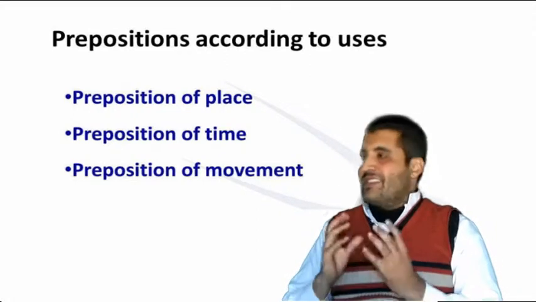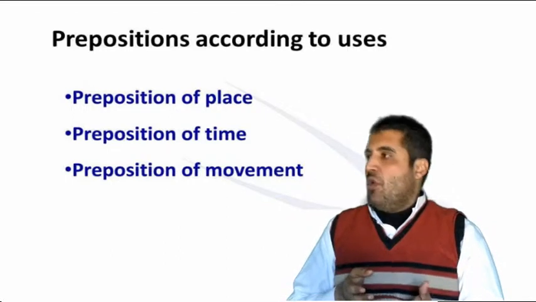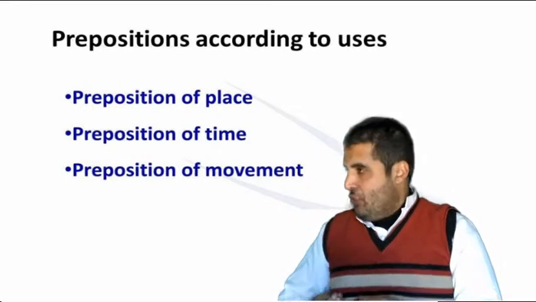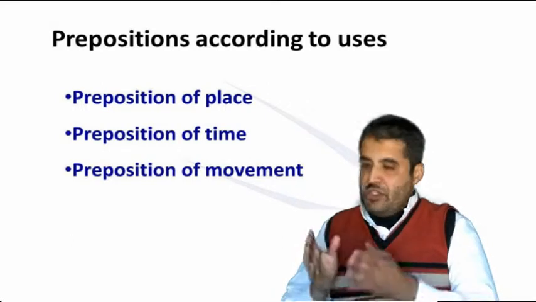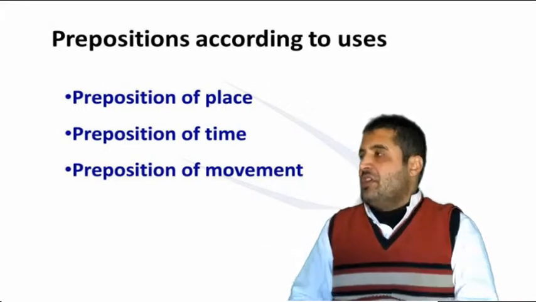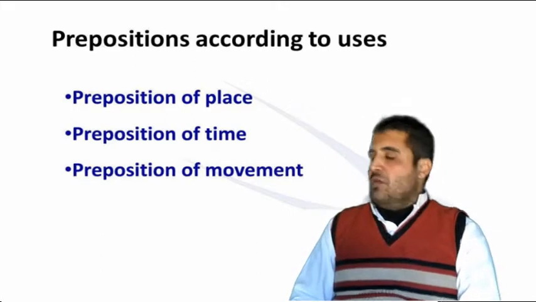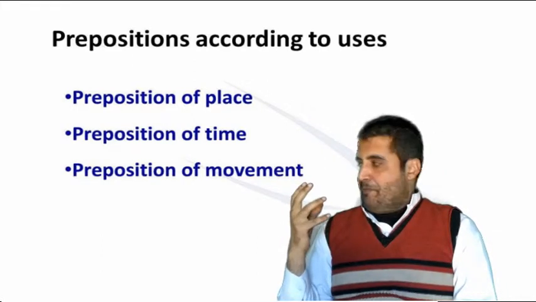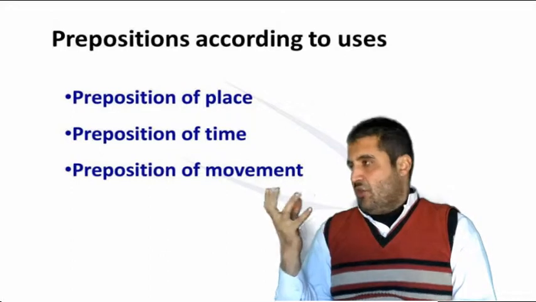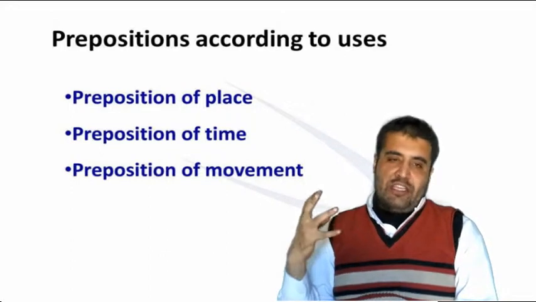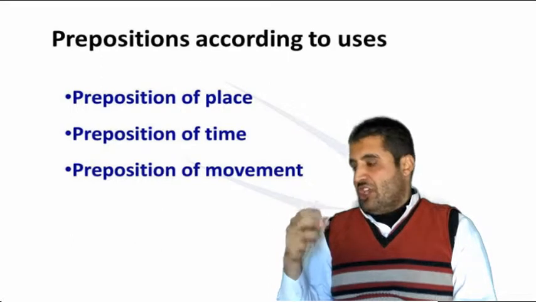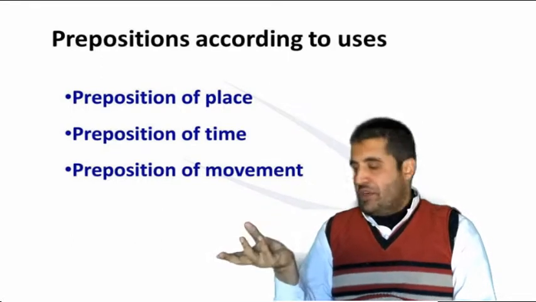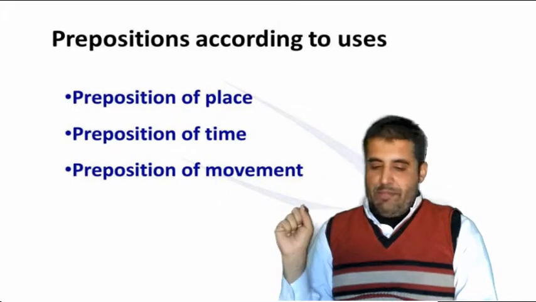The first one is the simple preposition, which is made of simple words, and the second one is the dual preposition, which is made of two words or two prepositions. If we divide them, they can be divided into separate prepositions. The third one is the compound prepositions. Compound prepositions are those prepositions which are not like the dual preposition. They are made of two prepositions, maybe three prepositions, or maybe three words, but they act as one preposition.